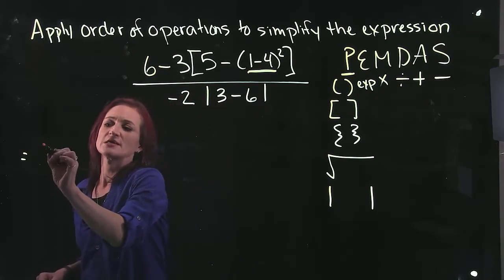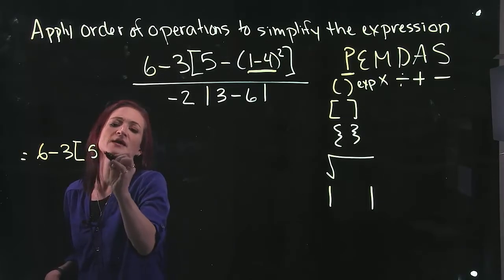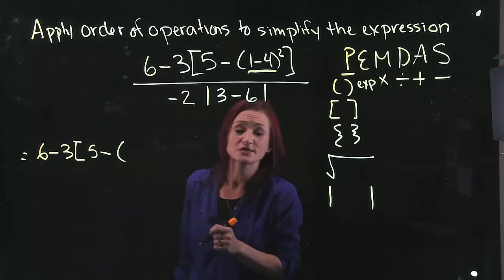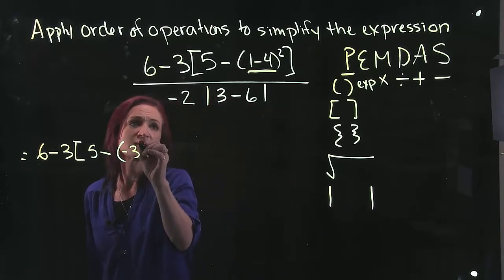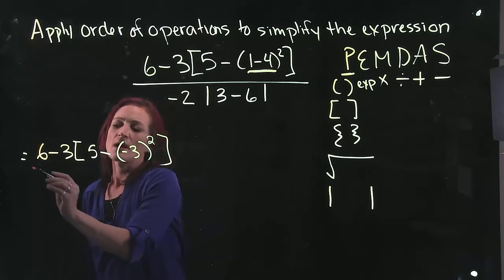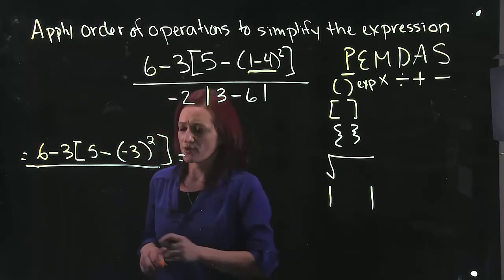So what I'm going to do is drop down the numerator, 6 minus 3, bracket, 5 minus. And in my parentheses, we're going to take care of 1 minus 4. And 1 minus 4 is a negative 3. And then we're going to square that and then end bracket. All right, and that's my numerator. Okay, I'm going to keep working with the numerator.